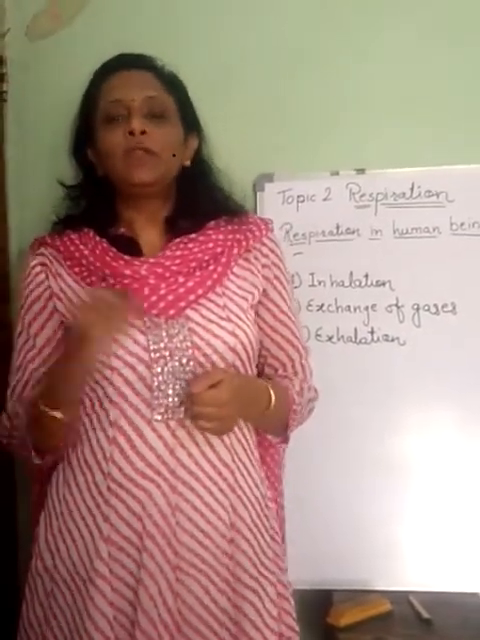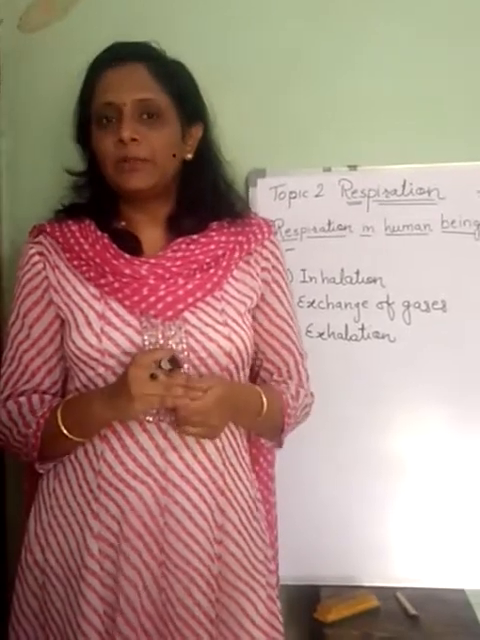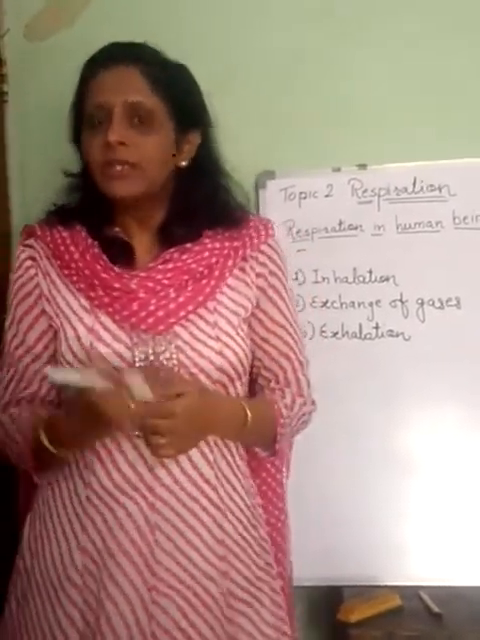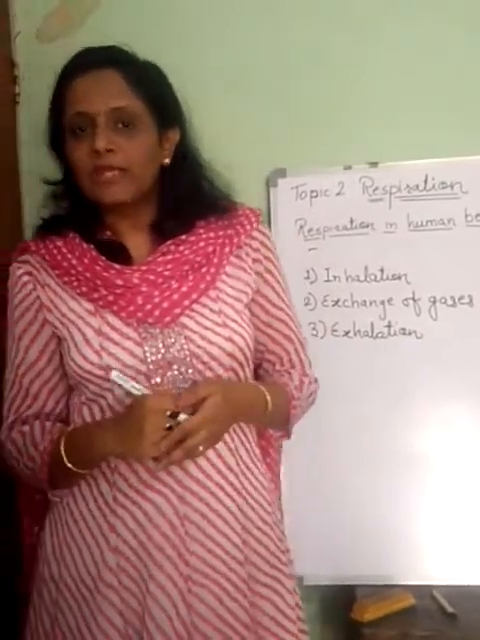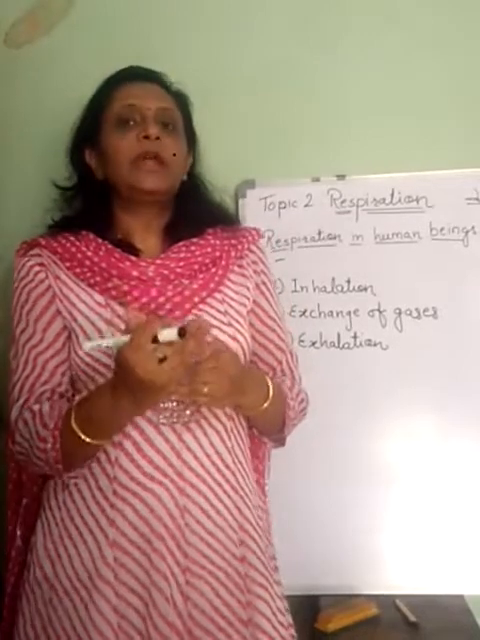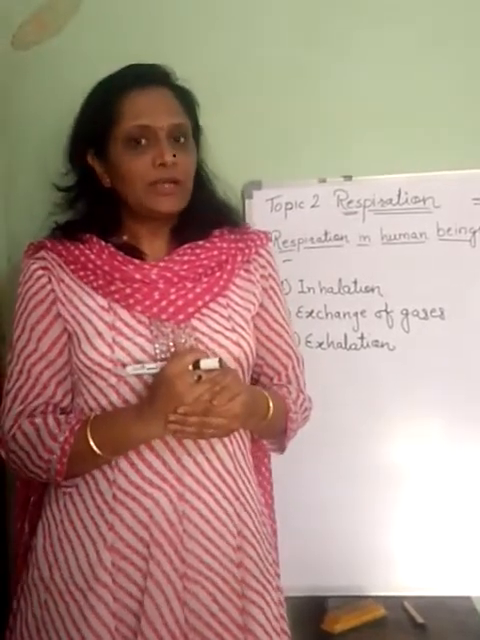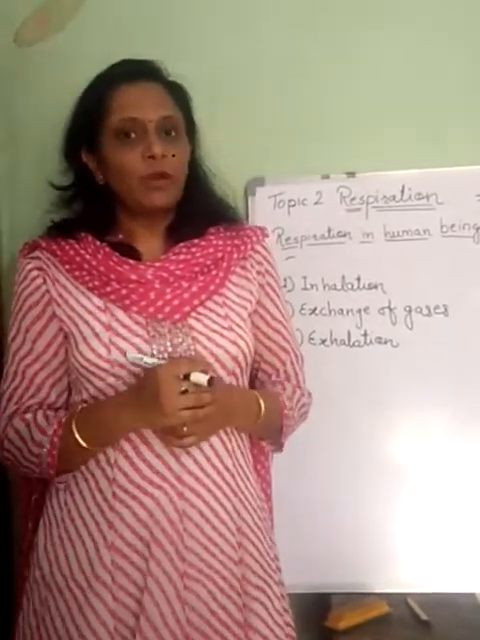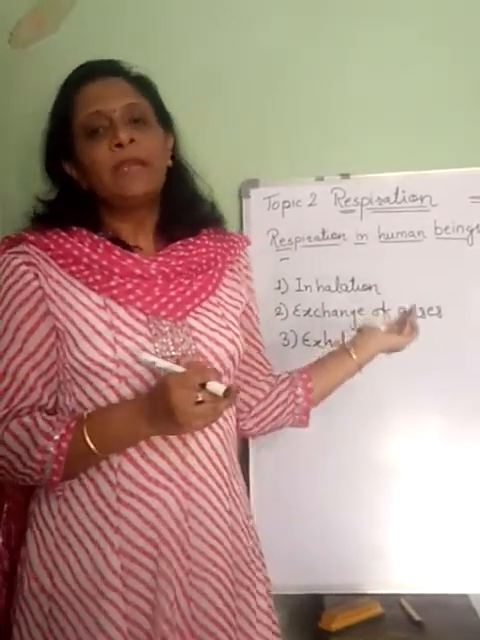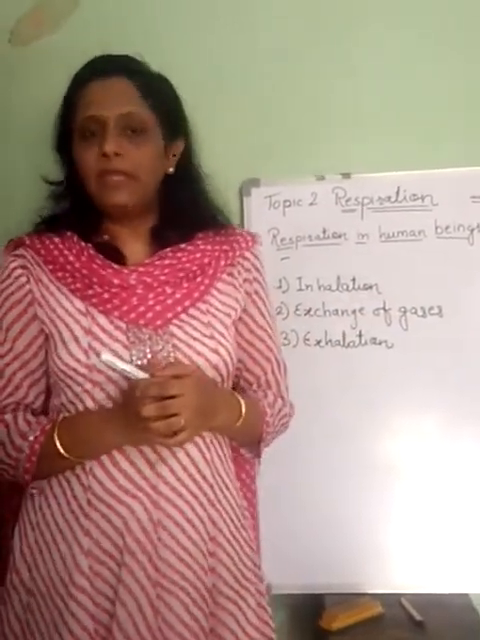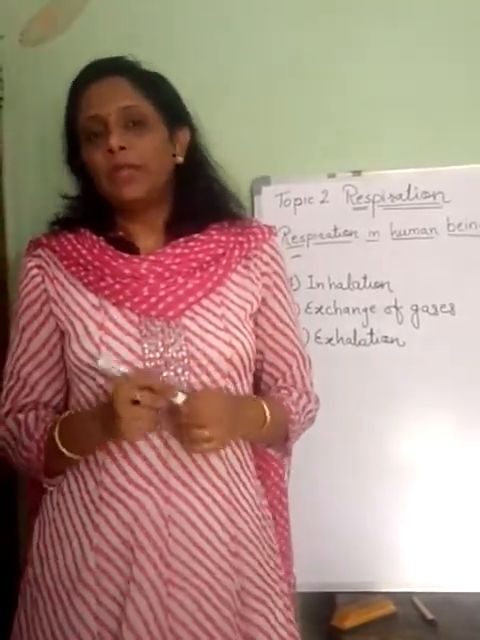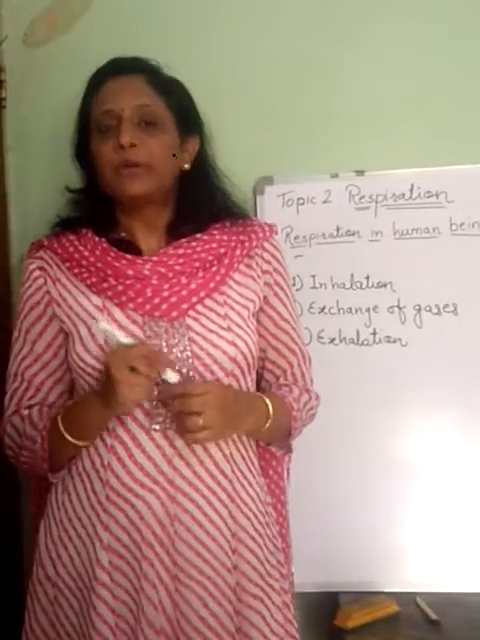We have seen different organs present in different animals. Then we have seen respiration in aquatic organisms and respiration in terrestrial organisms. Then we have seen respiration in human beings. We have seen the diagram of the human respiratory system, the functions of organs involved in human respiration, and then the mechanism of breathing. And this is how we have completed the full topic, the respiration.